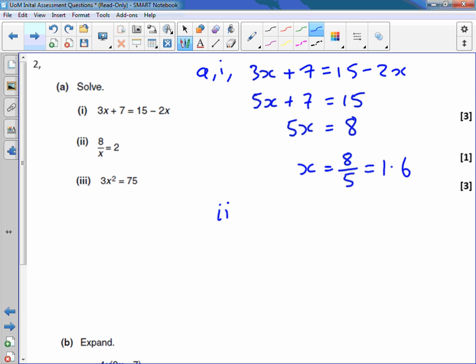Okay, so part 2. Slightly more interesting. We've got 8 over x equals 2. This tends to trip up some people. So we've got an x in our denominator. We don't want it in our denominator. So how can we get rid of divide by x? We can multiply both sides by x.